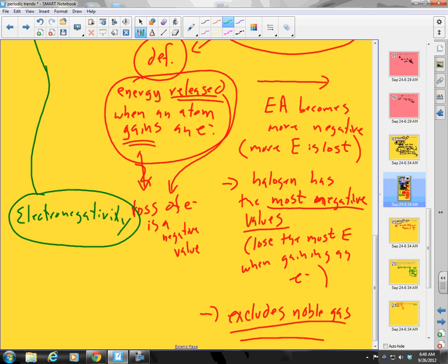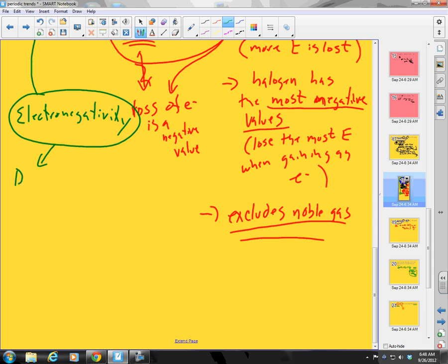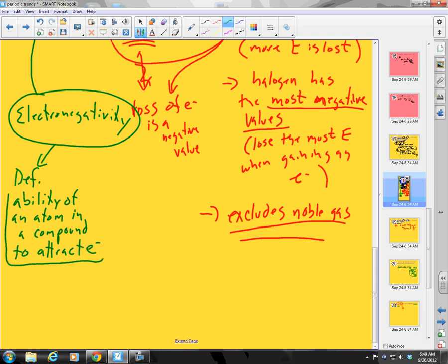Electronegativity. What is my definition of electronegativity? Well, it is the ability of an atom, and here's something that we haven't really talked about yet, in a compound. So we're not talking about just a naked atom out there. We're talking about an atom that is bonded to something else. It is the ability of an atom in a compound to attract electrons. And we'll get into that more when we talk about bonding.